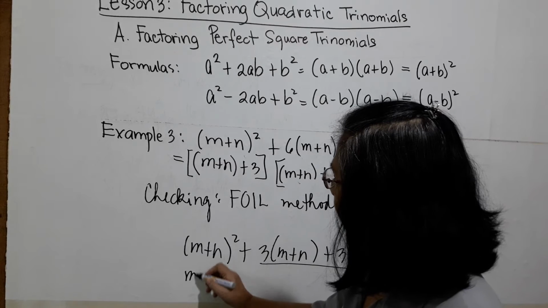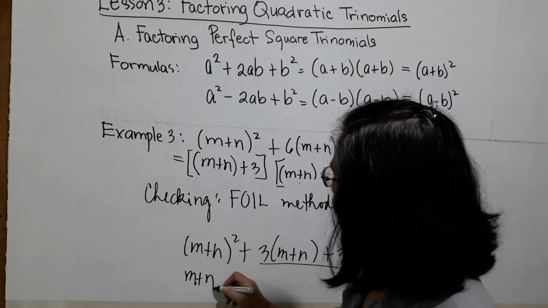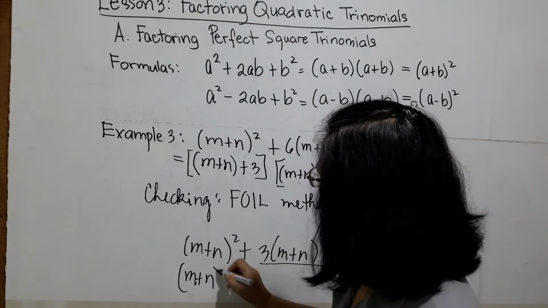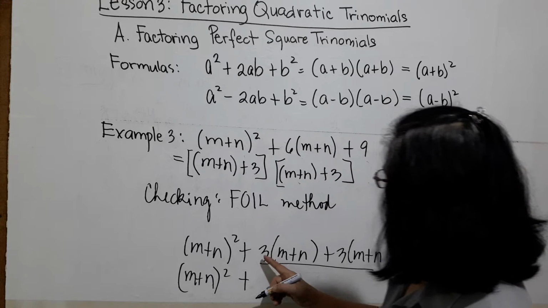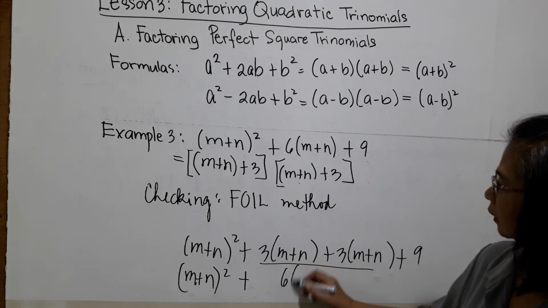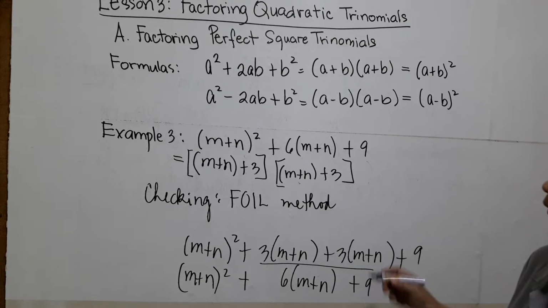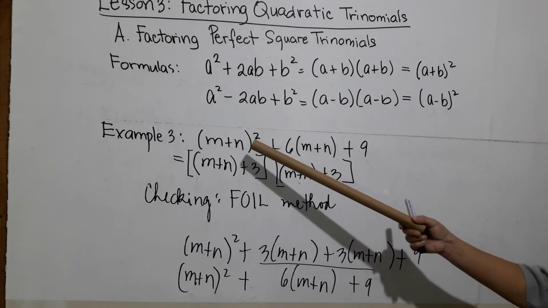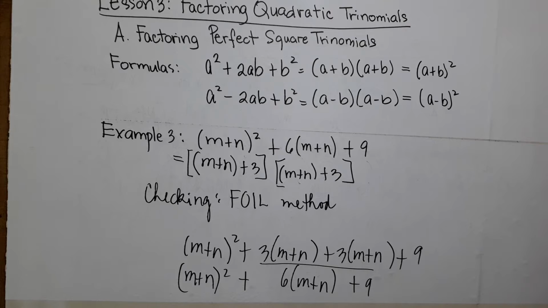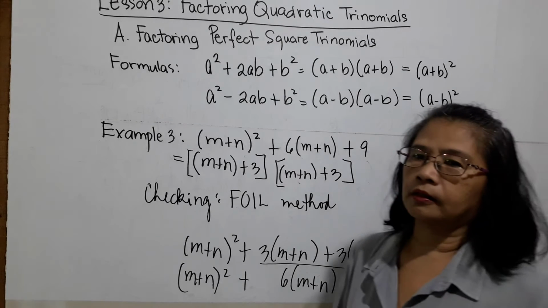Copy the first term of the trinomial. 3 plus 3 will give you 6, plus 9. Then compare. Compare the result below with the given trinomial in example number 3. Are they the same? Yes, they are.